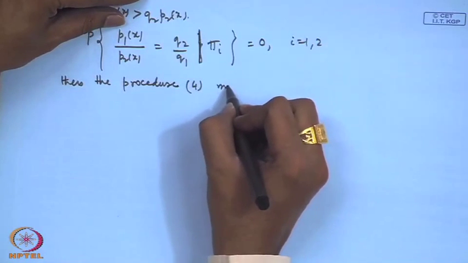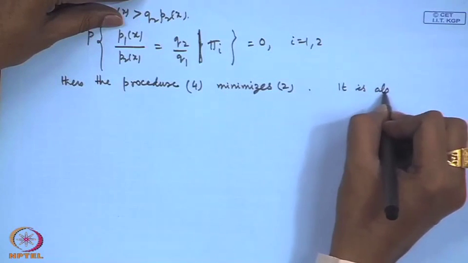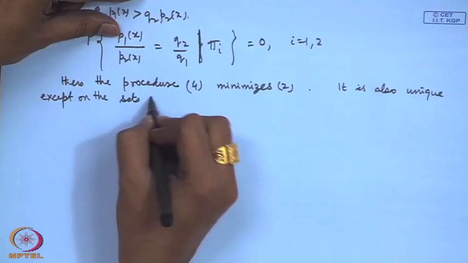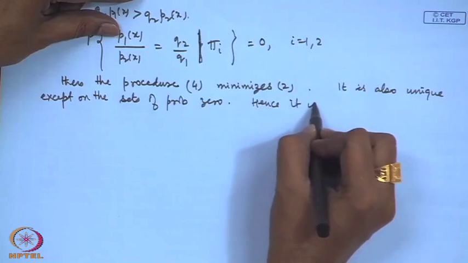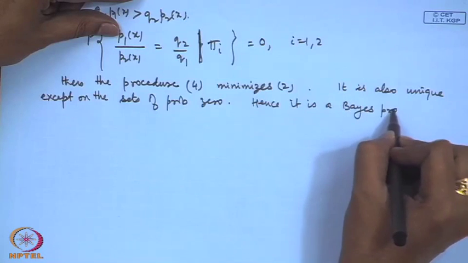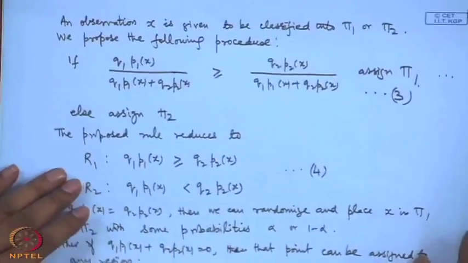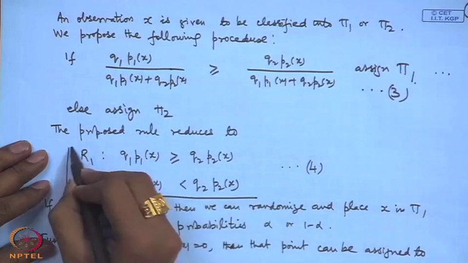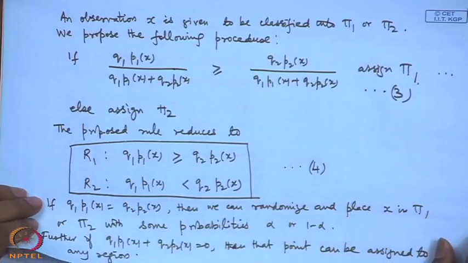Therefore, this procedure 4 minimizes 2. It is also unique except on the sets of probability 0. Hence, it is a Bayes procedure. So, you can easily see that we have been able to determine, if the prior probabilities of populations pi1 and pi2 are given as q1, q2, then the procedure that is given here is actually a Bayes procedure. Of course, here we assumed the costs to be equal, and that is why we could cancel on both the places. If the cost factor is given, then that will also be included.